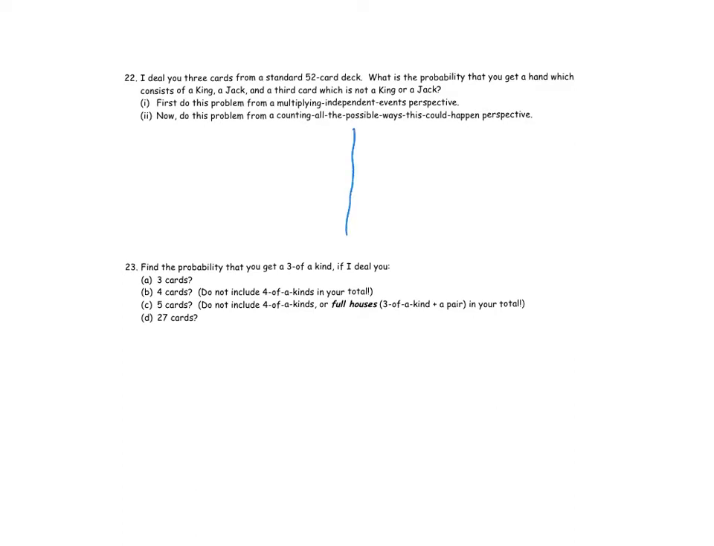So let's do what I think is the harder way first, because there's a chance for under or over counting. So the way I thought about this, okay, let's find the probability of getting a king, jack, and other card. So I have 52 cards. The probability of getting a king in that first card is 4/52. Now I just have 51 cards left, and the probability of getting a jack is 4 out of 51. And the probability of getting another card that's not a jack or a king, so I have to subtract out the 8 kings and jacks, would be 44/50.